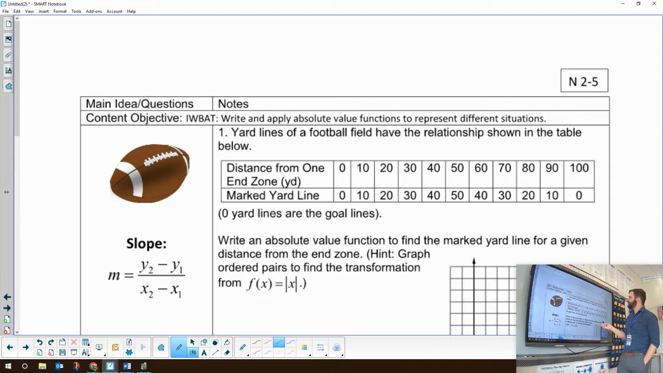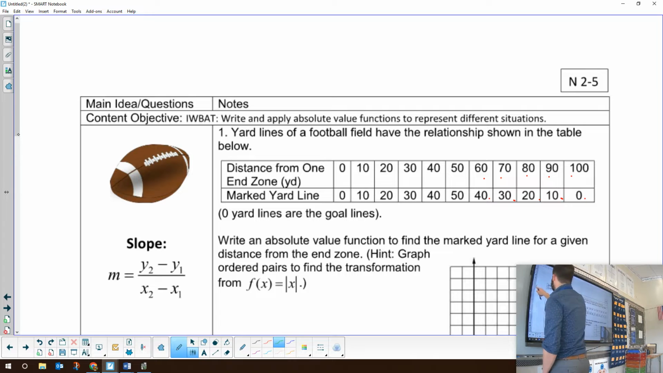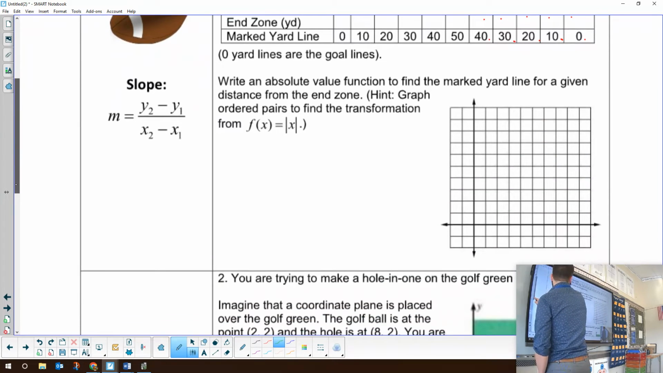Number one says yard lines of a football field have the relationship shown in the table below. So we all know this. If you start at one end zone and walk to the other side, it goes 10, 20, 30, 40, 50. Now, as you get farther away, it's 60, 70, 80, 90, 100. You're that many yards away from one end zone. However, the football field lines start going back down the other side, right? And so that is actually an absolute value relationship. So let's see that absolute value relationship here.